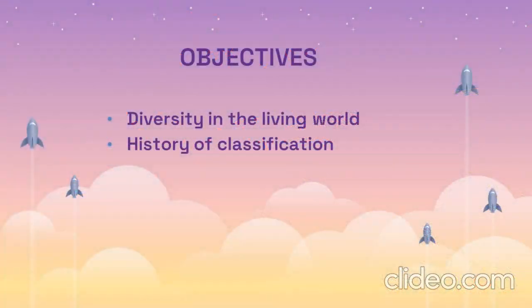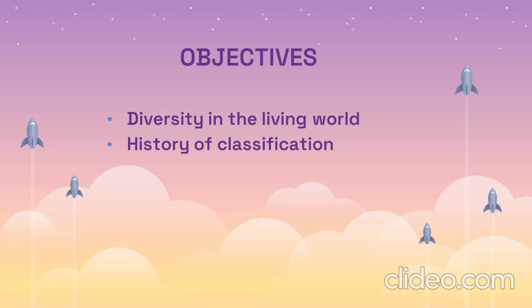So in today's class, what are the things we are supposed to discuss? The first thing is diversity in the living world. And the second thing, history of classification. Diversity in the living world. What do you mean by the word diversity? Of course, variation, right? Diversity means variations.